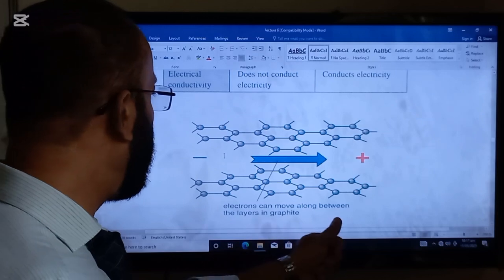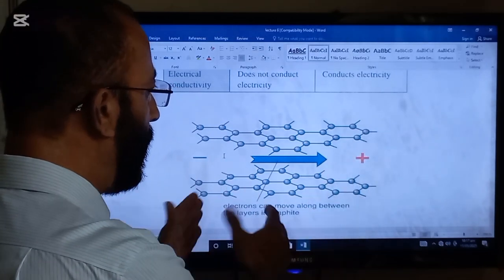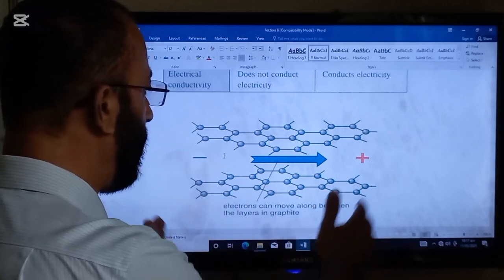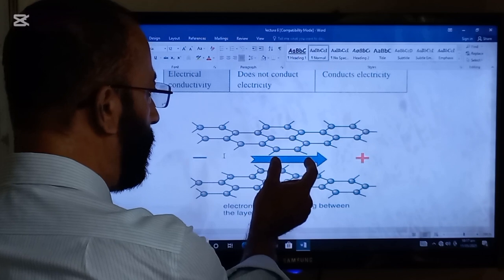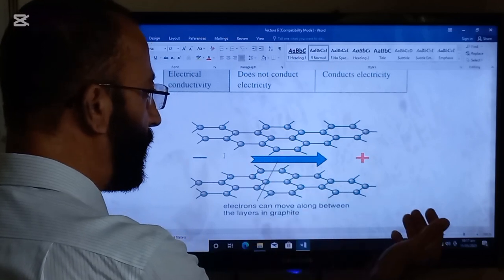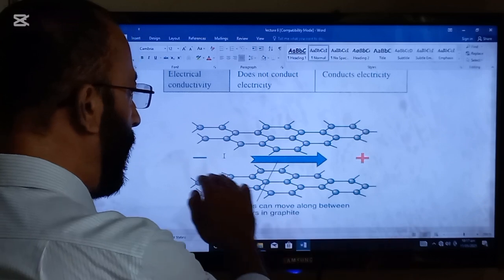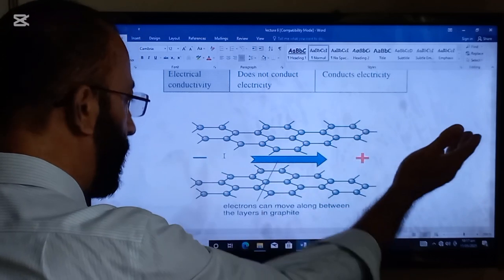Electrons can move along between the layers of graphite. So this is the diagram which is showing how electricity conducts in graphite. Here are present electrons, which is the 4th valence electron, which is not used to make the bonds, and these electrons can conduct electricity between the layers.